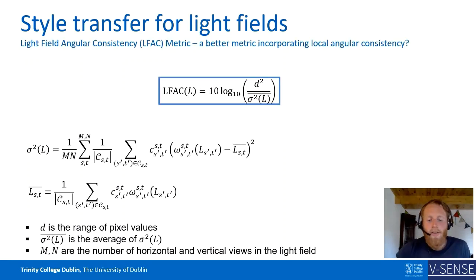The LFEC metric backwarps the light field viewpoints to the central viewpoint to compute a variance map, which is then used in a PSNR-like computation to output a metric score. However, backwarping to the center view cannot take into account disocclusions far from the center. Thus, we propose a variation of the LFEC metric, which we call the light field angular consistency, or LFAC metric, which uses local angular variance maps to better incorporate the local angular consistency of the light field. The explicit formulation of the metric is shown here.